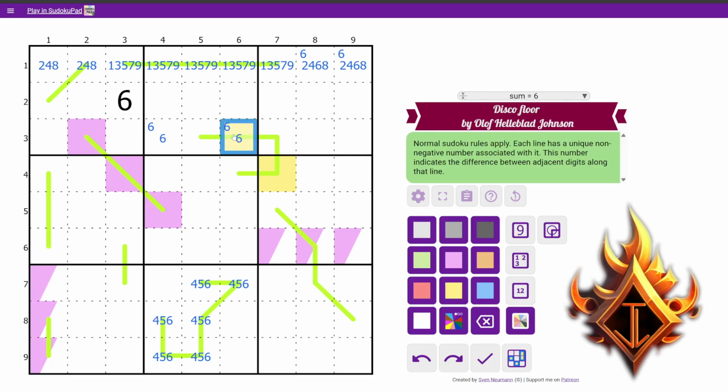So if this is 6, then that would be a 6 as well. A 6 cannot go here. Oh no, it could if it was a 6, 1.